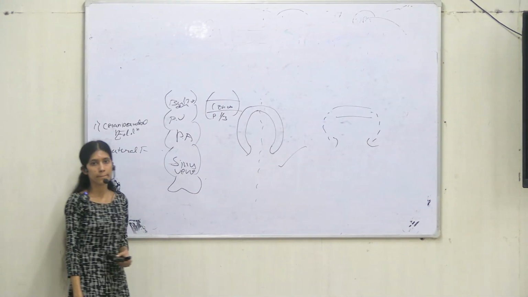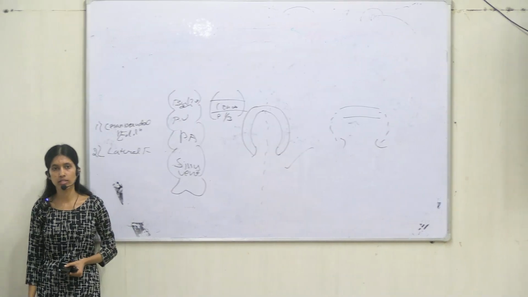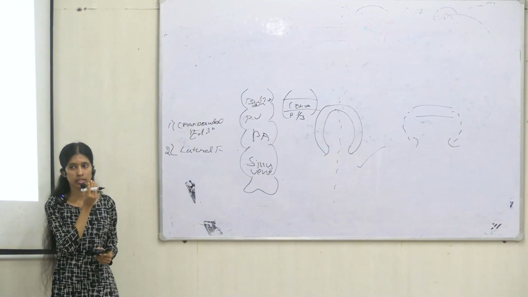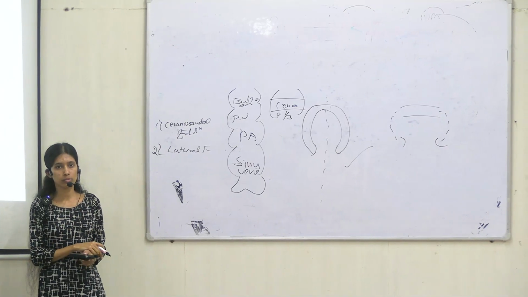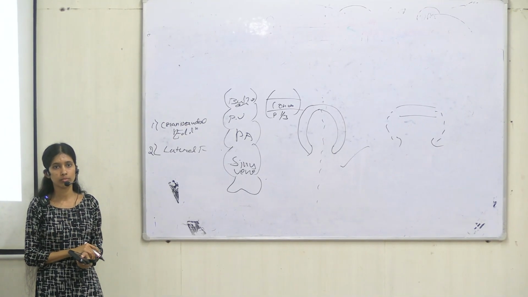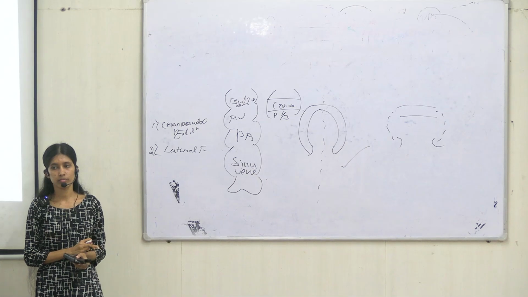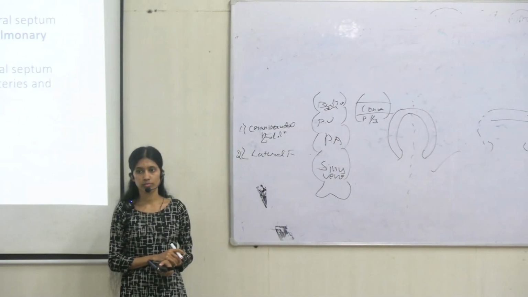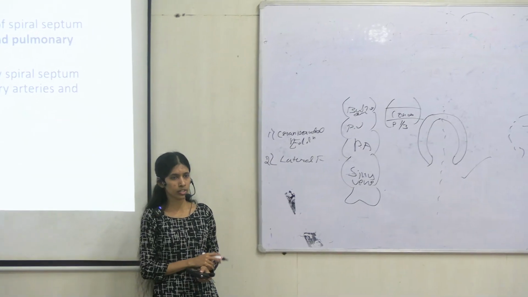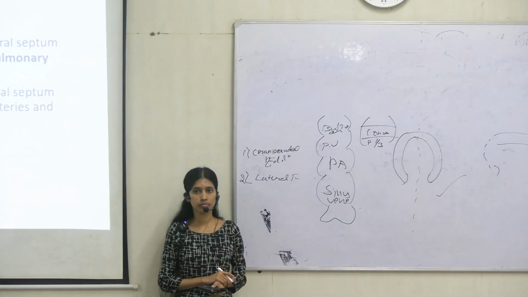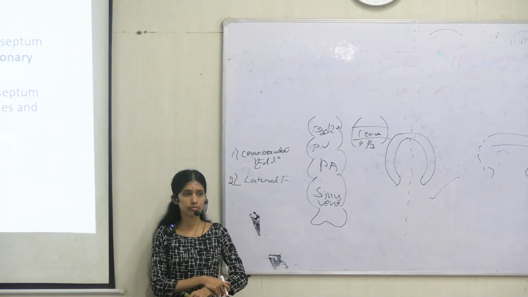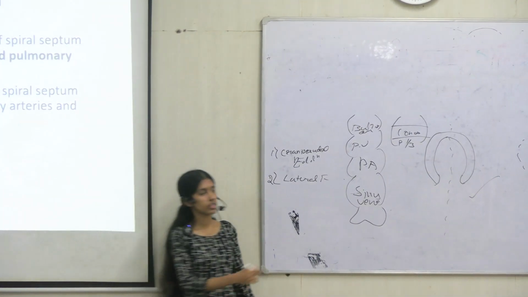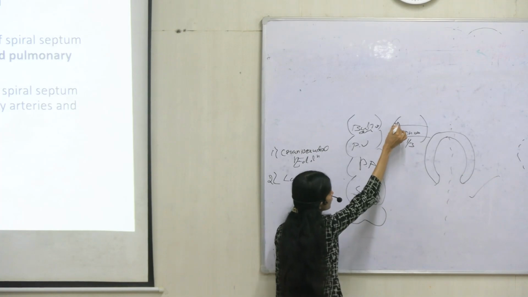Then we have conus. Next, what are the other structures? Proximal 1/3, conus, and next. What is this upper part called? Truncus. This is called truncus arteriosis.